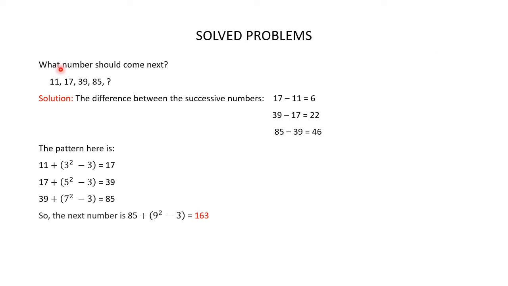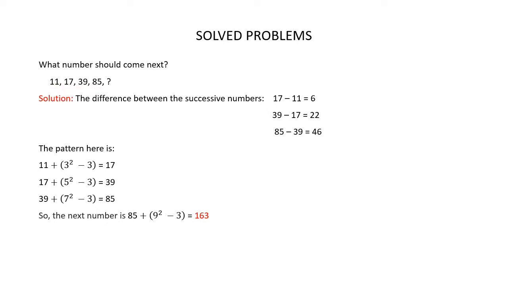What number should come next? Look at this number series: 11, 17, 39, 85 and question mark. You have to find out what number will come after 85. So when you observe these numbers in the number series, you'll notice that there's a gradual increase in the numbers. So this is an example of difference series.